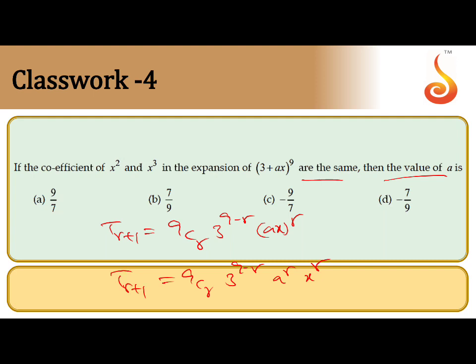So I will do the next page. What is the general term? T(r+1) = 9Cr 3^(9-r) a^r x^r. This is the general term.